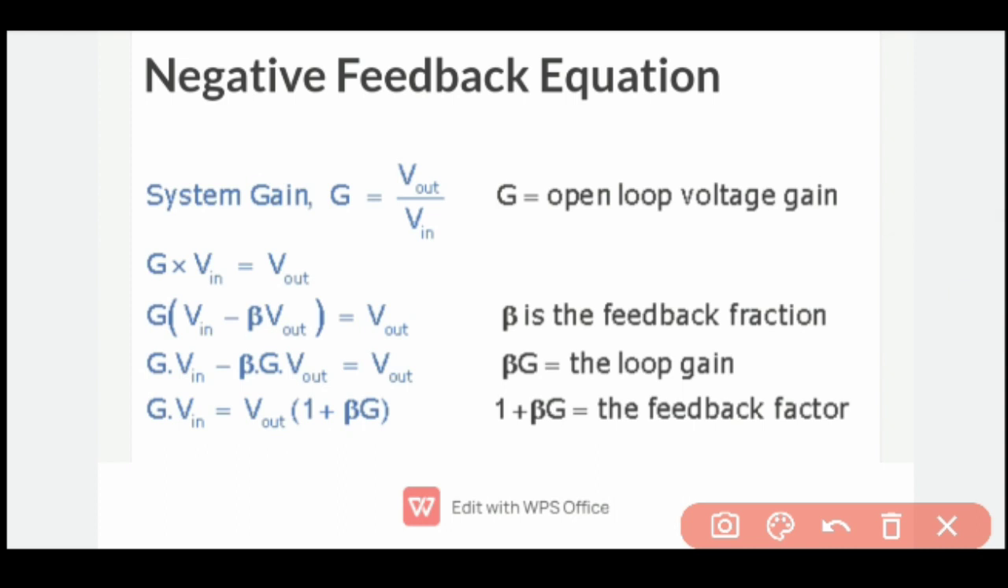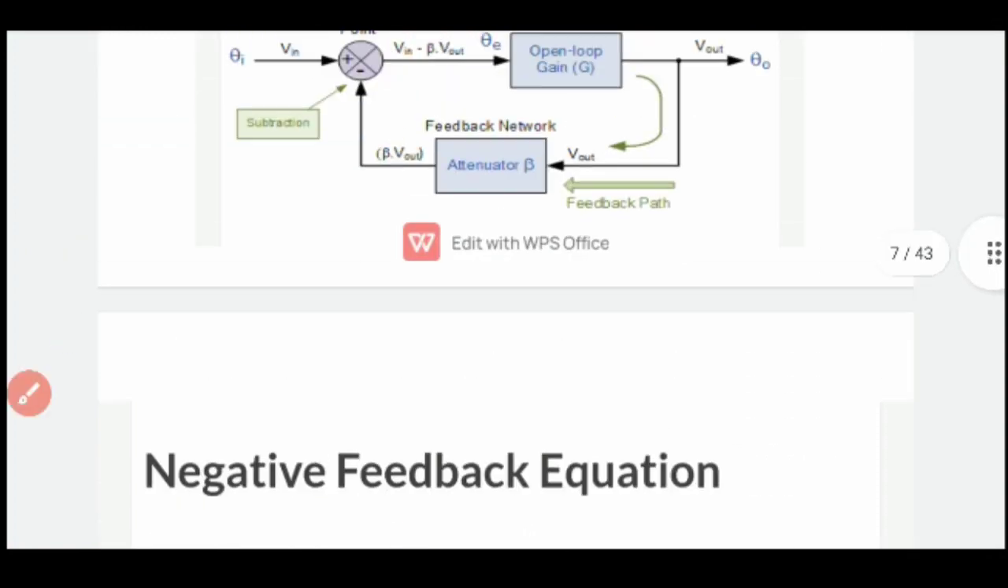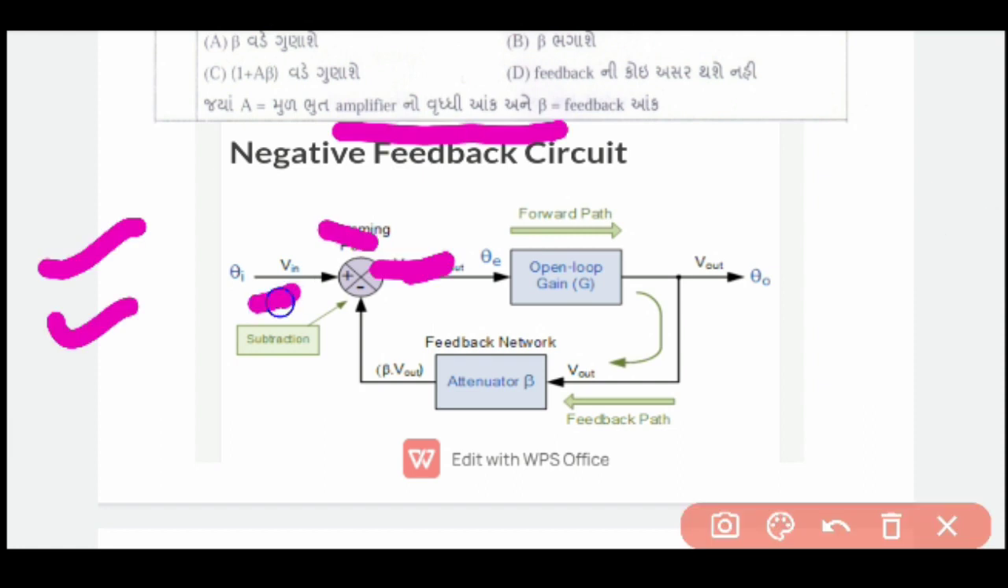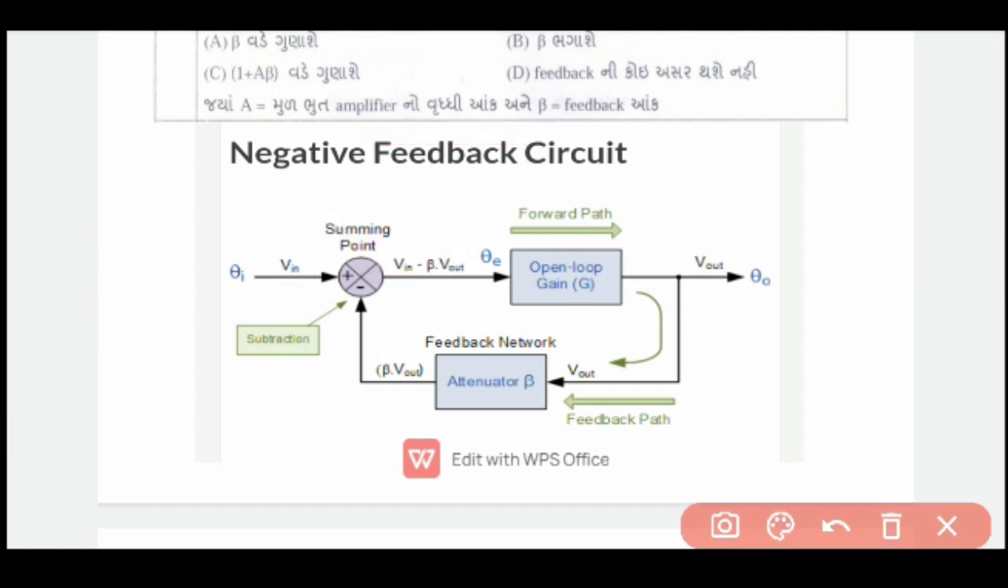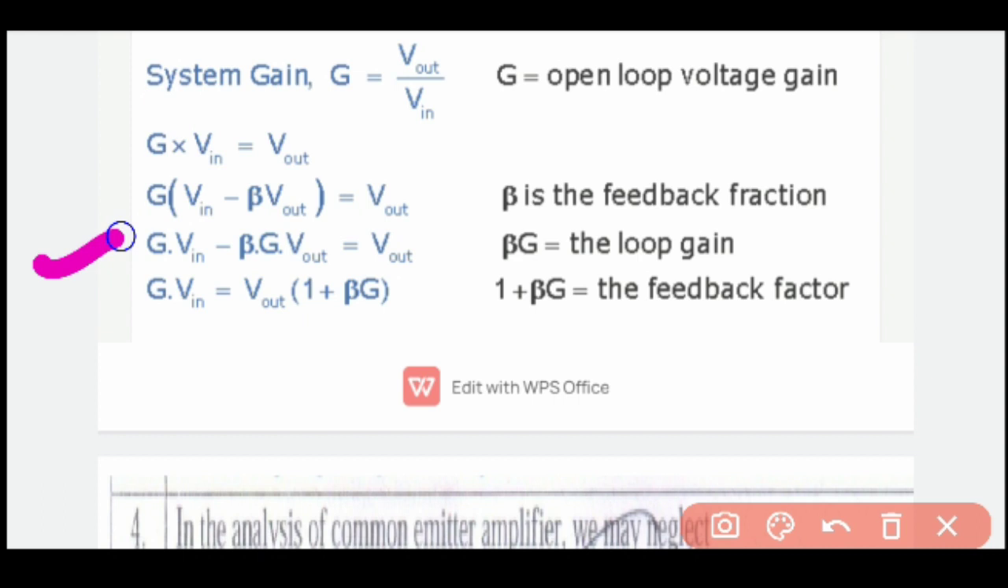Using the figure of the negative feedback circuit, we get system gain G is equal to V out upon V in. Then G into V in is equal to V out. Then, as per the figure, V in is equal to V input minus beta into V output. Then we get G V in minus beta G V out is equal to V out. G V in is equal to V out into 1 plus beta G. Here beta is the feedback fraction, the feedback factor.